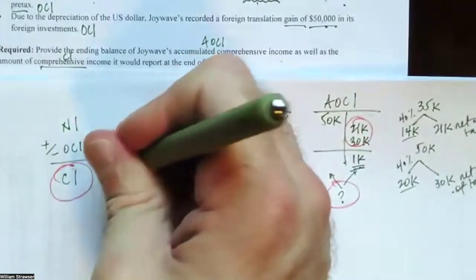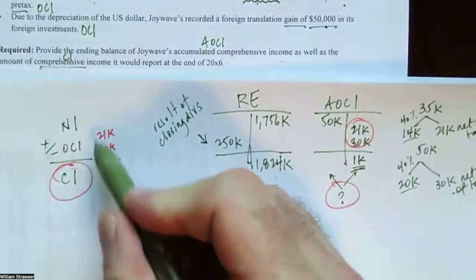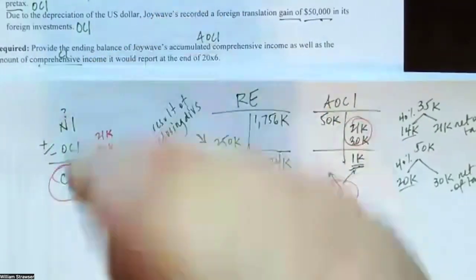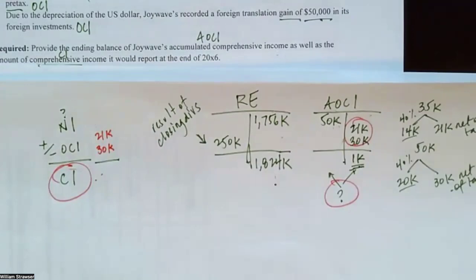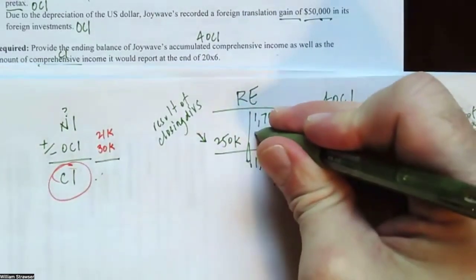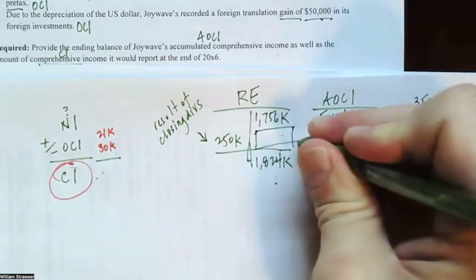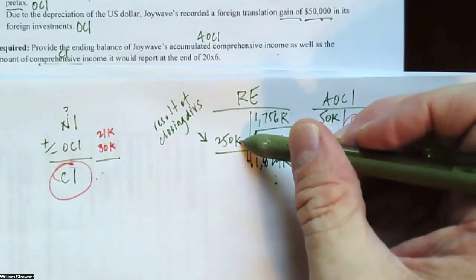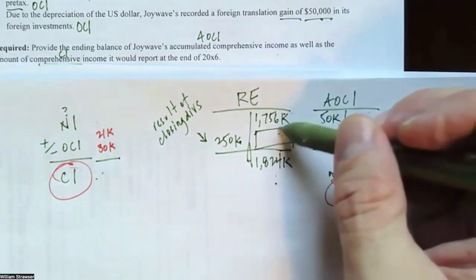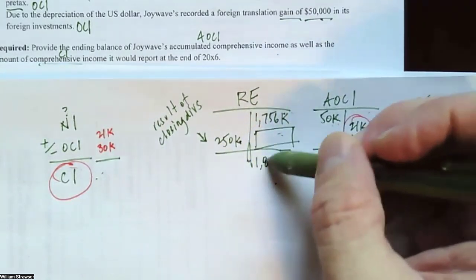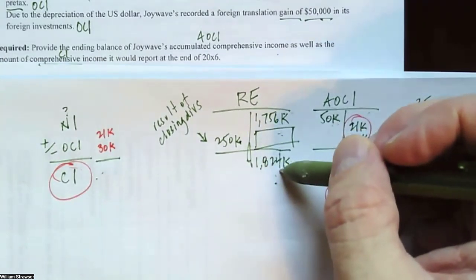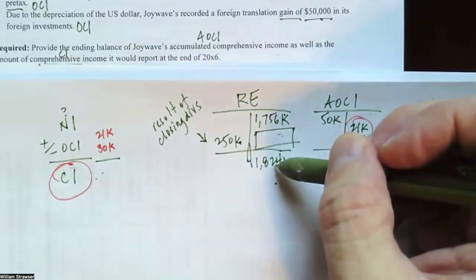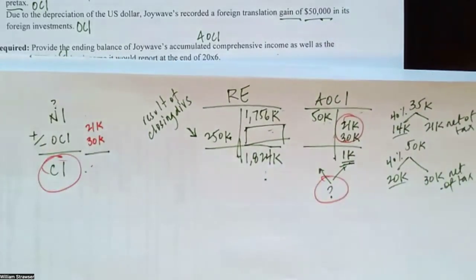But this comprehensive income, in order to figure it out, we're going to need what is my net income for the period. The only way we're going to find net income for the period is to think about our retained earnings balance. Because if I started at this balance and then paid $250,000 of dividends, if I had no income, it wouldn't equal this amount here. So I must have had some amount of income in order to obtain this ending balance after closing entries are made.